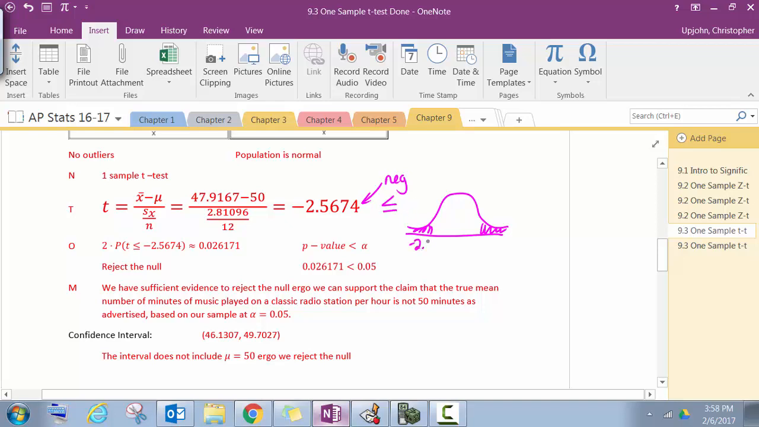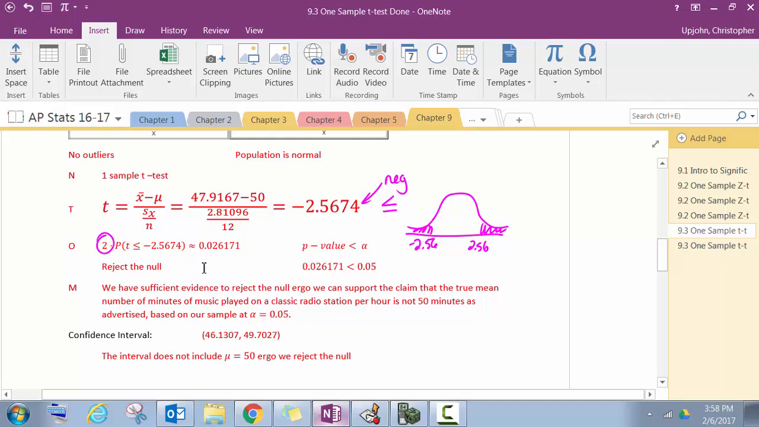So negative 2.56, this would be 2.56, we need to do both, so that's why it's 2 times that. And we still have a low p-value, 0.026171. We compare that to alpha, which is 0.05. It is less than alpha, so we reject the null.